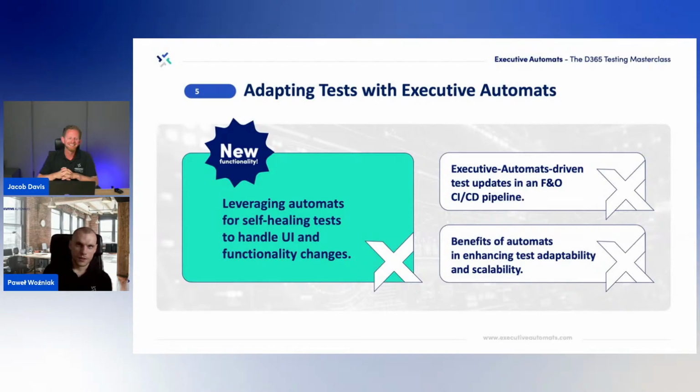Yeah, so this is what I especially want to show today. With the newest version of Executive Automats, we have new functionality which allows us to automatically fix broken scripts. And you mentioned handling UI changes. That's the easy job, to fix locators when an element changes. This we have like secured.